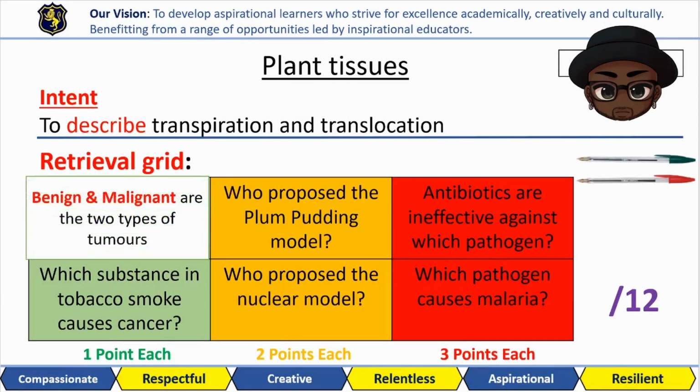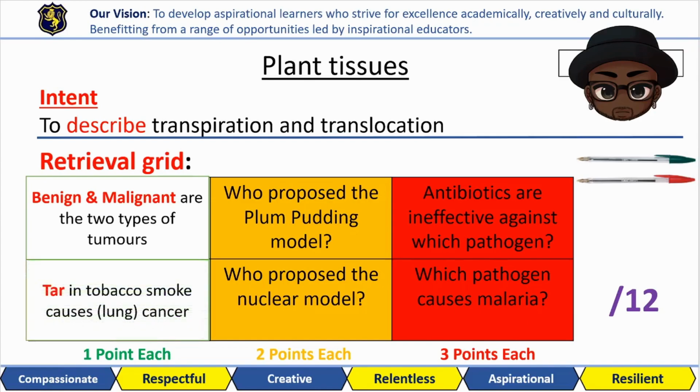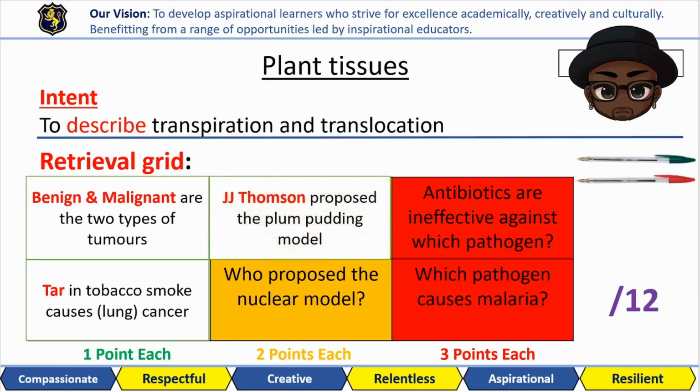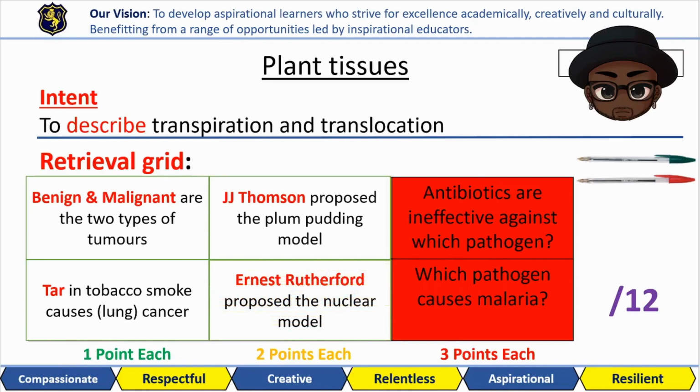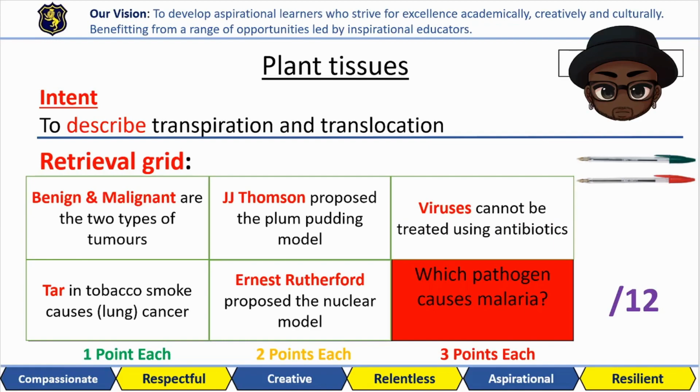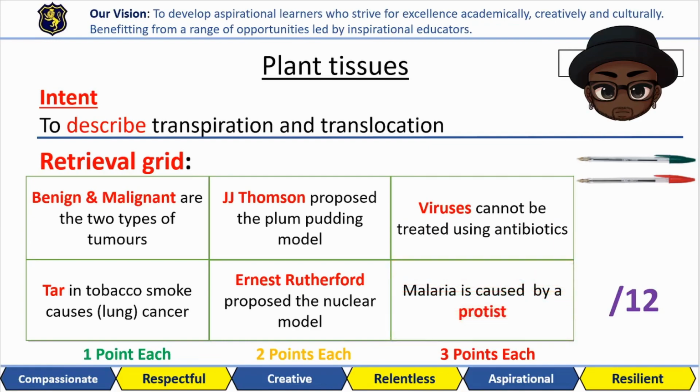Benign and malignant tumors are the two types of tumors that you can have. Tar causes lung cancer. J.J. Thomson proposed the plum pudding model. Ernest Rutherford proposed the nuclear model. Viruses cannot be treated with antibiotics, and malaria is caused by a protist.